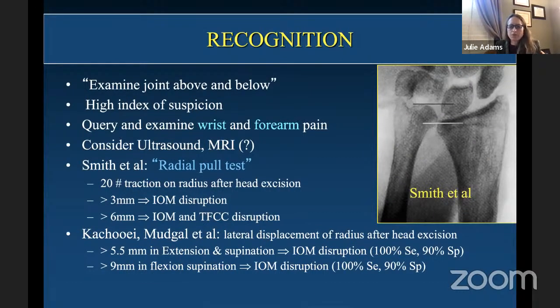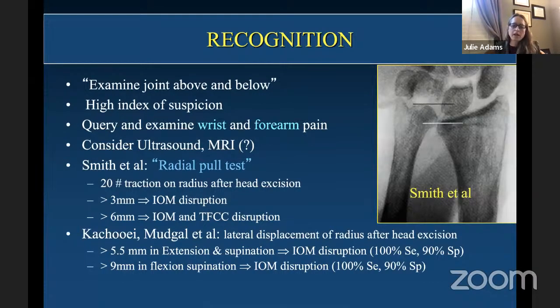Some folks talk about getting an ultrasound or MRI. It really depends on technique for ultrasound. MRI is often very difficult to interpret. And so I think relying on your physical exam and some of these ancillary studies, Smith and colleagues described the radial pull test. If you're replacing or excising the radial head, once the head is out, if you're thinking about simply excising it, place traction and then fluoro at the wrist. If there's excessive mobility at the wrist, then you know the interosseous membrane and the TFCC are disrupted.